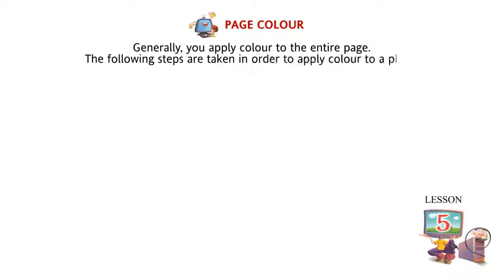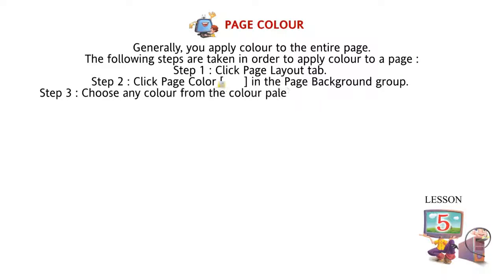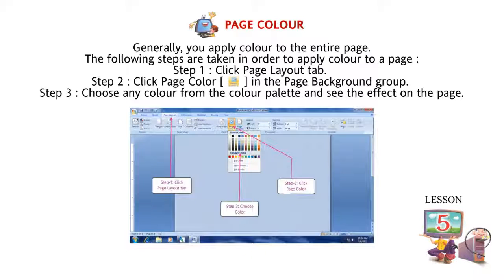Page color. Generally, you apply color to the entire page. The following steps are taken in order to apply color to a page. Step 1. Click Page Layout tab. Step 2. Click Page Color, this in the Page Background group. Step 3. Choose any color from the color palette and see the effect on the page.